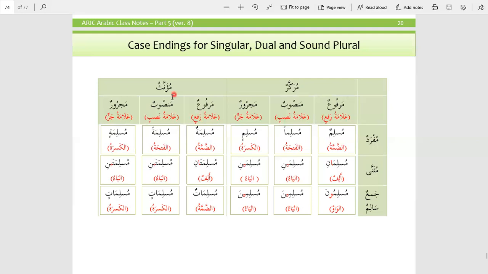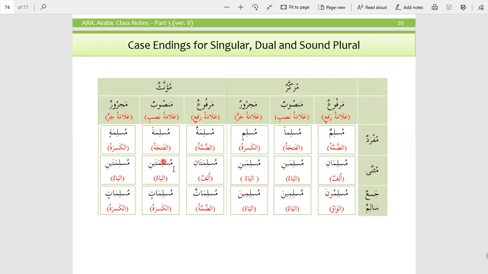We have got mansubun, alamatu nasb, Muslimatun, Muslimatan. Remember, we said alamatu nasb is fatha. This fatha that we are seeing here, tanwin fatha, is the sign for mansubun case in mu'annath. So if you see Muslimatan, know that this word is in mansubun case.